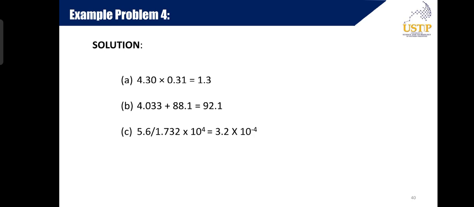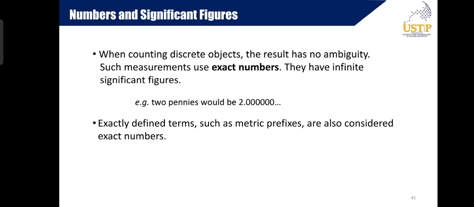For letter B, it's 4.033 plus 88.1. According to the rule, the least decimal place is only 1 from 88.1, so 92.1. For letter C, it's 5.6 divided by 1.732 times 10 to the power of 4. According to the rule for division, we follow the least significant figures. Since 5.6 has the fewest, we follow 2 significant figures. So the answer will be expressed as 3.2 times 10 to the power of negative 4.